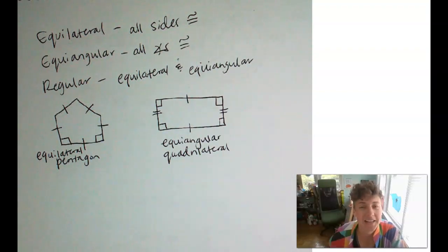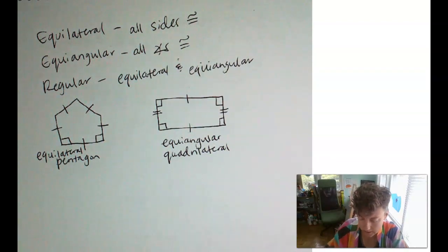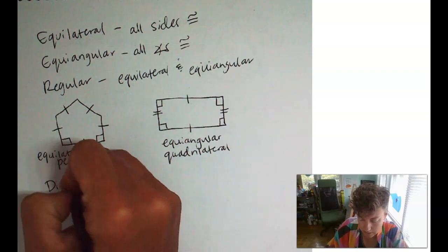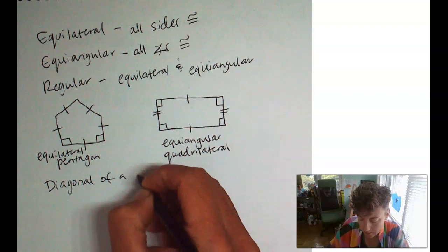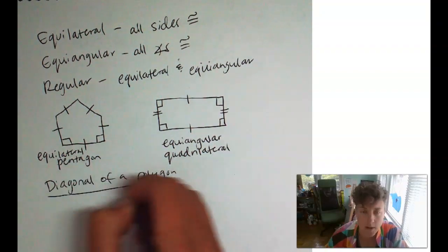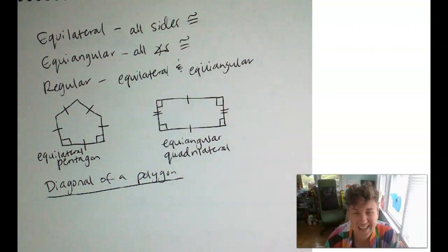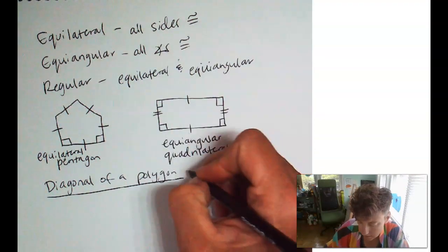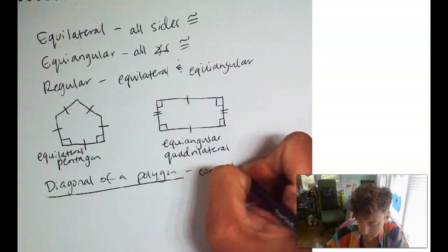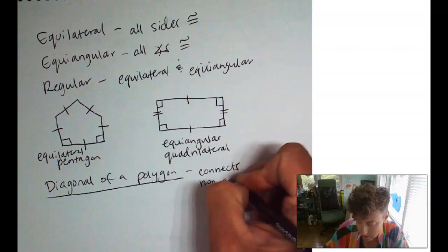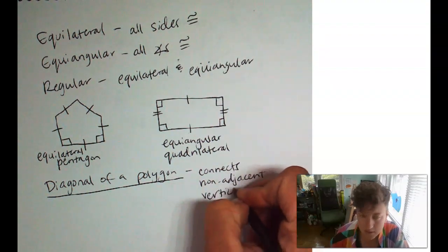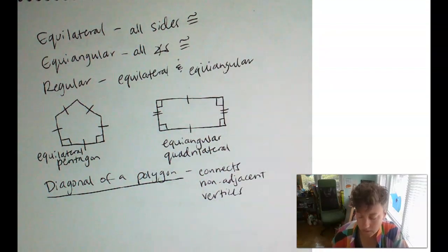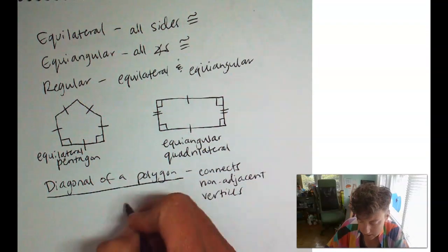Yes, very nice. There's one other feature of polygons that we're going to talk about here, which are called their diagonals. Diagonal of a polygon. A diagonal connects 2 non-adjacent vertices, meaning they're not next to each other. Alright, now let's draw a hexagon that has 6 sides.